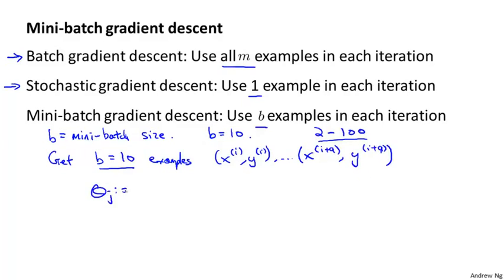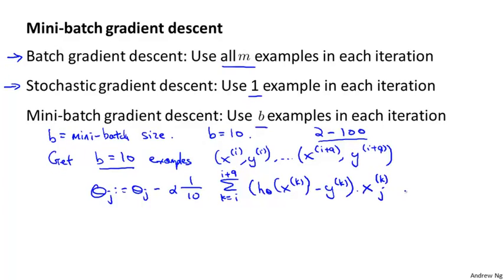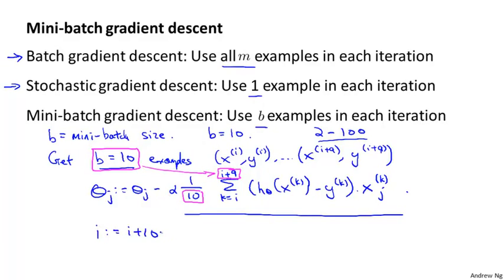And then we'll perform essentially a gradient descent update using these 10 examples. So that's learning rate times 1/10 times the sum over k equals i through i plus 9 of h subscript theta of x^(k) minus y^(k) times x_j^(k). And so in this expression, we're summing the gradient terms over my 10 examples. So there's a number 10, that's my mini batch size, and this i plus 9, again the 9 comes from the choice of the parameter b. And then after this, we will increase i by 10, so go on to the next 10 examples, and then keep looping like this.